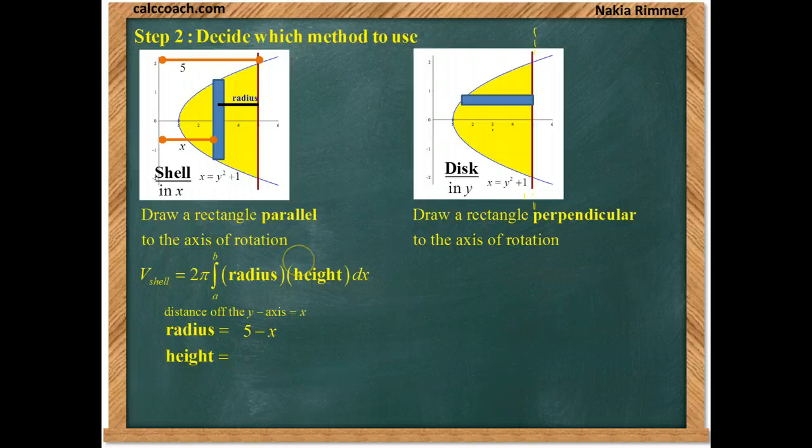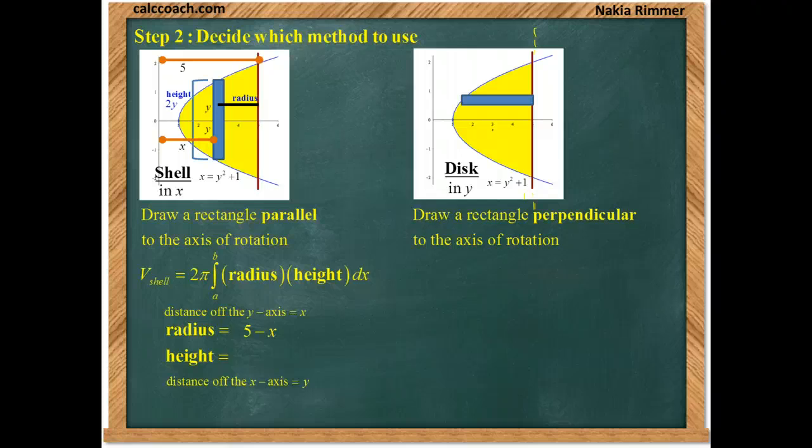The next question is, what's the height? The height is how tall the rectangle is. That's going to be trouble for us because this integral is supposed to be done in x. And this distance off the x-axis is called y. But not only do we go upwards from the x-axis, we also go downward. So it turns out that the height is actually twice y.